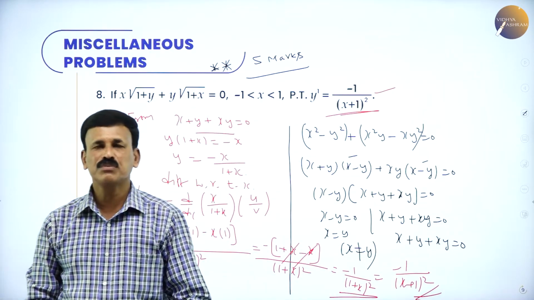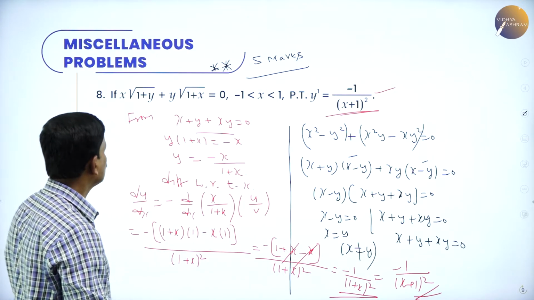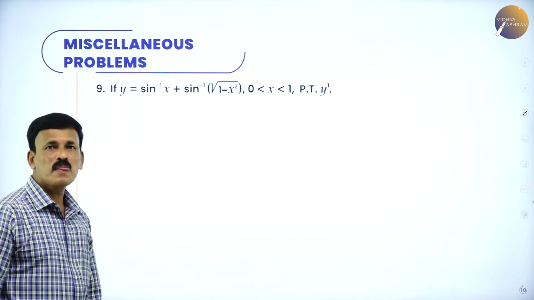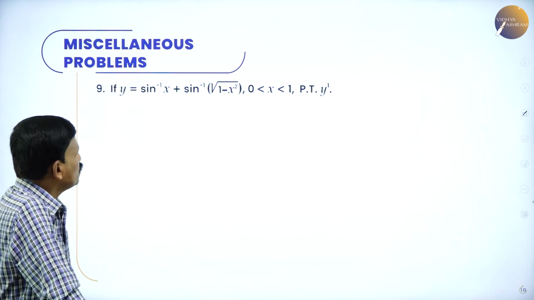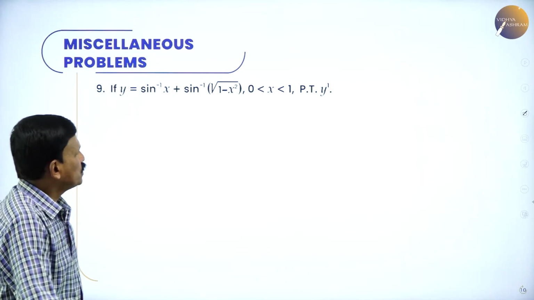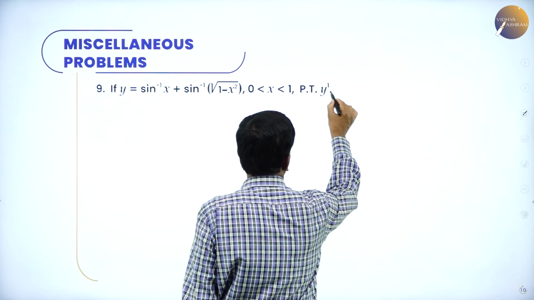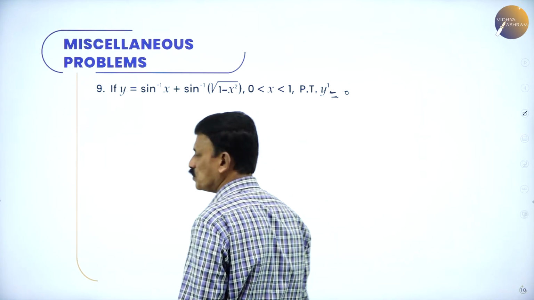Okay, this is a very important problem for 5 marks. Now let us come to the next problem. This is also an important problem. What is the problem? Y is equal to sine inverse of x plus sine inverse of root of 1 minus x square, where x is in between 0 and 1. Prove that y dash is equal to 0. The required answer for this is y dash is equal to 0.